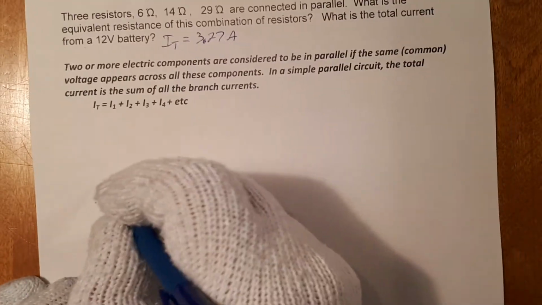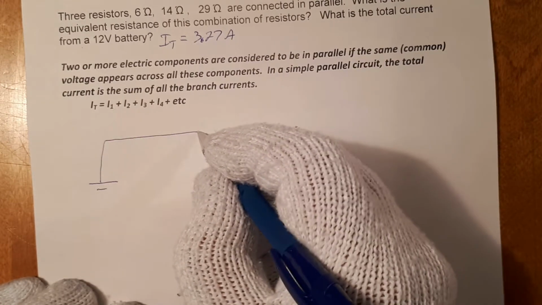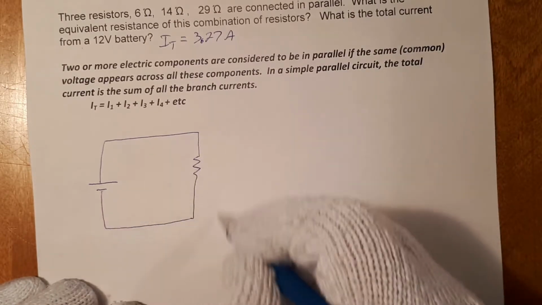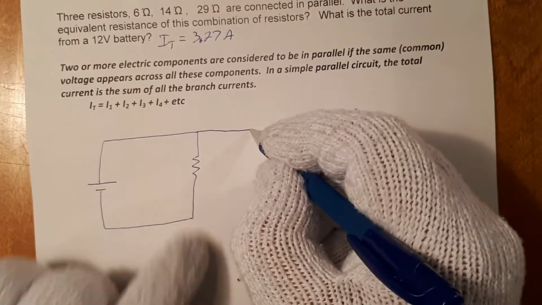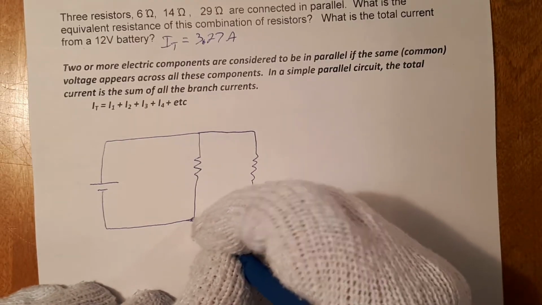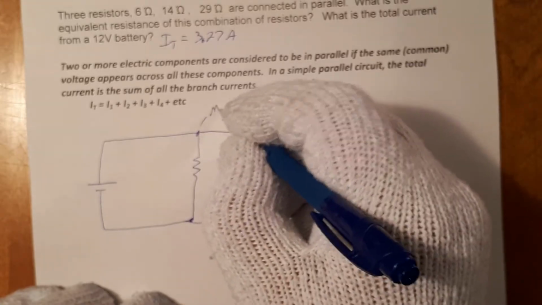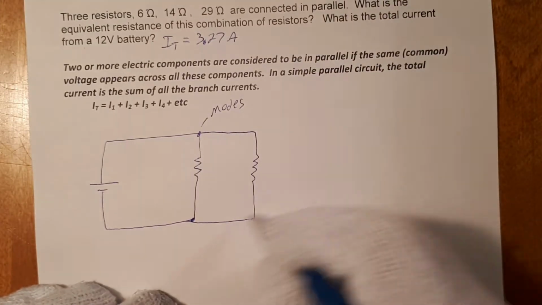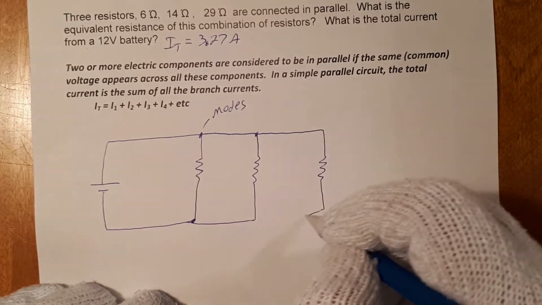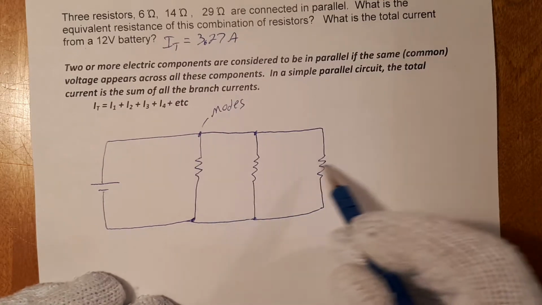Well, let's draw this circuit. It looks like this. And we have three parallel circuits. Each one of these parallel circuits is called a branch. So that's one branch. Here's another branch. And we'll connect it all up here at a node. Where the connections are, these are called nodes. And we'll put another one here. Connect it up. And each one of these resistances has a value.